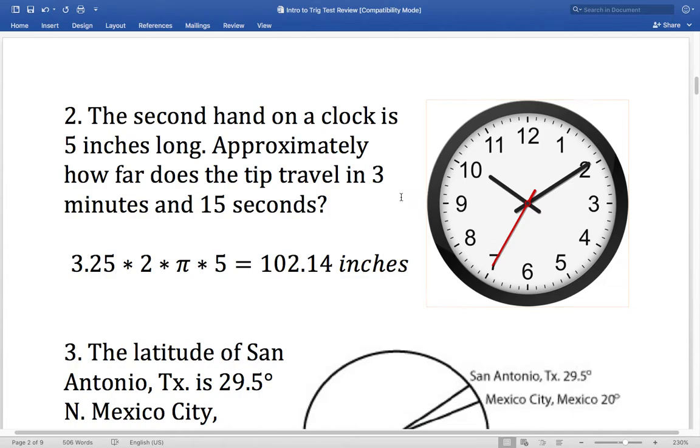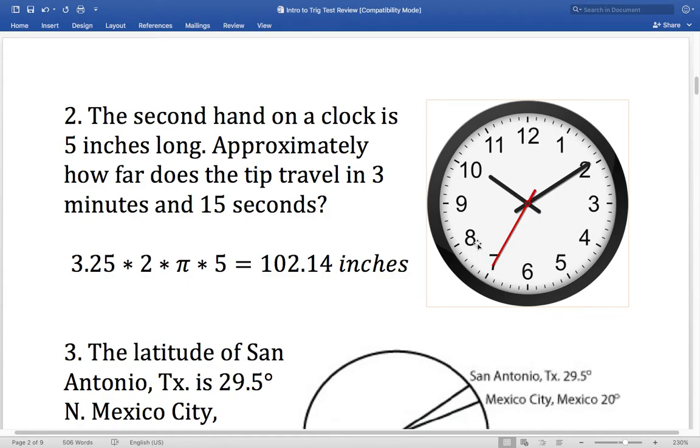All right, now we have an angular or linear velocity problem. Let's see which type it is. We have the second hand on a clock that is 5 inches long, so this red line here is 5 inches. Approximately how far does the tip travel in 3 minutes and 15 seconds?